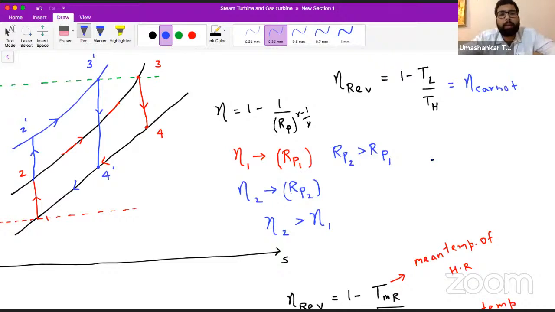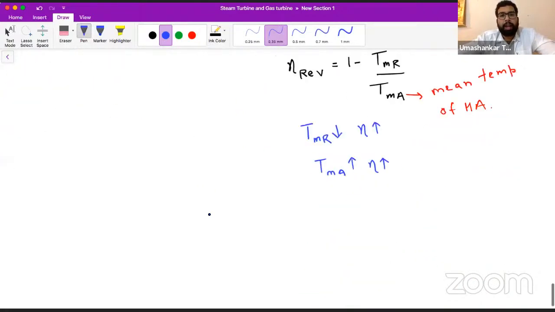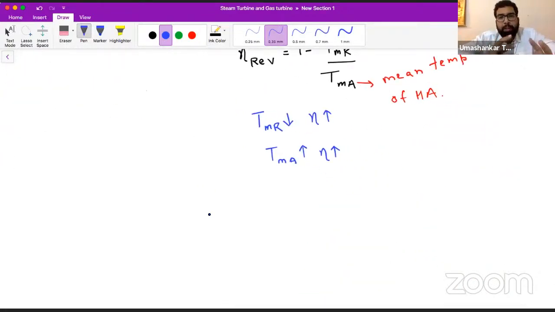So this is what I am trying to do. I am trying to relate, and fundamentally you can apply this in any cycle: Otto cycle, Diesel cycle, Rankine cycle. We can compare the efficiency of all the cycles with the Carnot cycle.